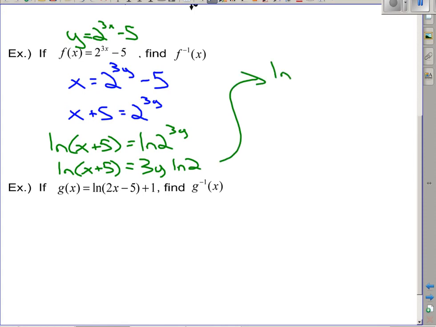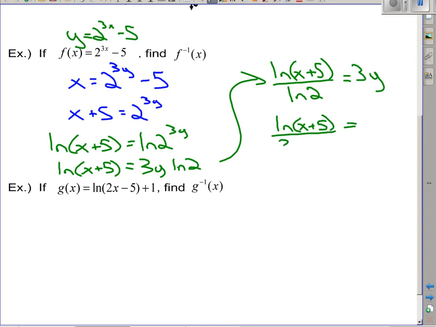I could divide both sides by ln 2. And that'll give me 3y. And I can also divide both sides by 3. So I'll get ln of x plus 5 over 3 ln 2 would be my y. Finally, I can just write it with appropriate notation.